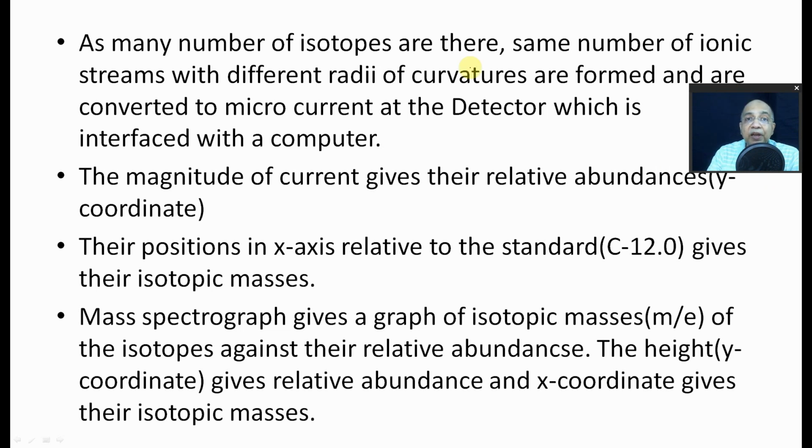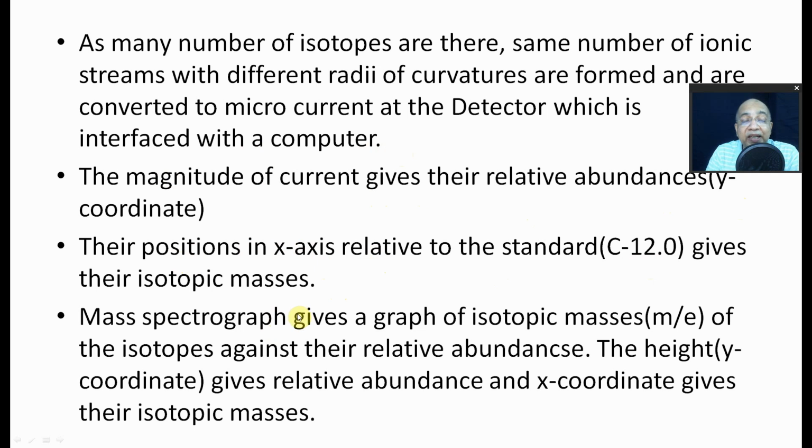So as many isotopes as there are, the same number of ionic streams with different radii of curvature are formed and are converted into microcurrent at the detector, which is interfaced with the computer nowadays. The magnitude of current gives the relative abundance, that is the y coordinate. We will get a graph. The positions on the x-axis relative to the carbon-12 standard give their isotopic masses.